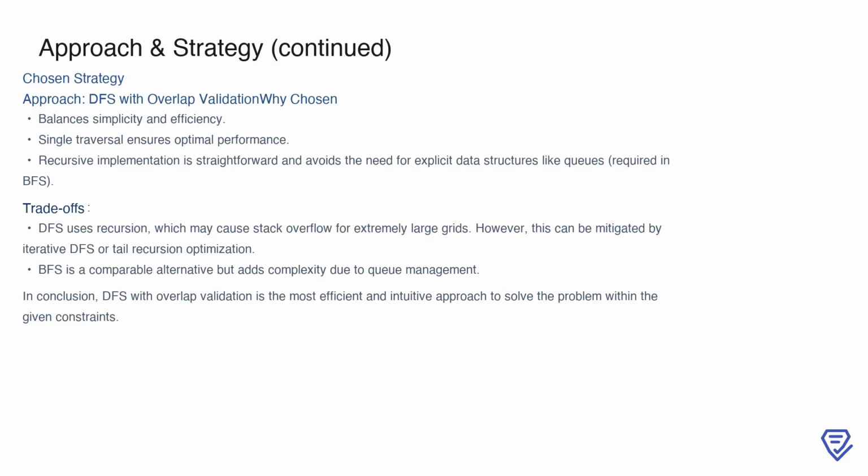However, there are trade-offs to consider. Since DFS uses recursion, it may encounter stack overflow issues for extremely large grids. This can be addressed by using an iterative DFS approach or applying tail recursion optimization in some programming languages. While BFS is a comparable alternative, it introduces additional overhead due to queue management without offering a clear advantage. Ultimately, DFS with overlap validation is the most efficient and intuitive approach for solving this problem within the given constraints, making it the ideal choice for implementation.